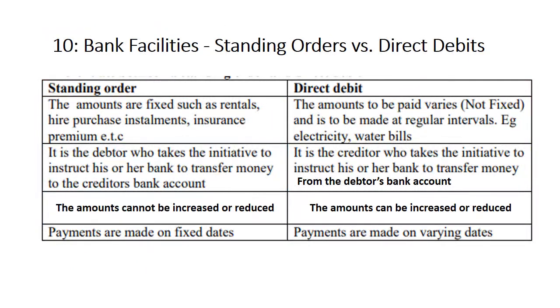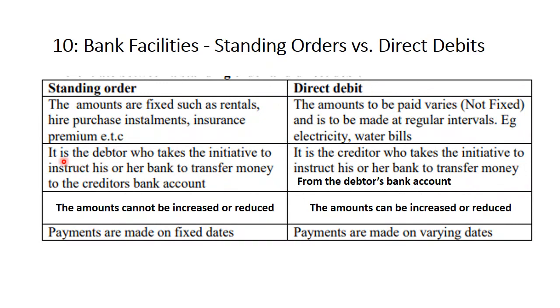Now let's take a look at the difference between a standing order and a direct debit. A standing order has fixed amounts. So if it's 200 kwacha, it's going to be 200 kwacha always. Well, for a direct debit, the amount that has to be paid varies, meaning that it's not a fixed amount. So that's one of the key differences.